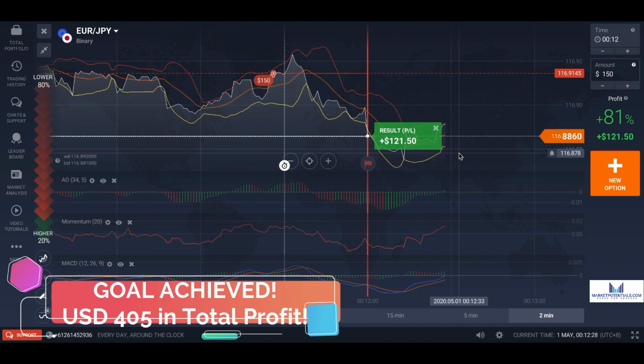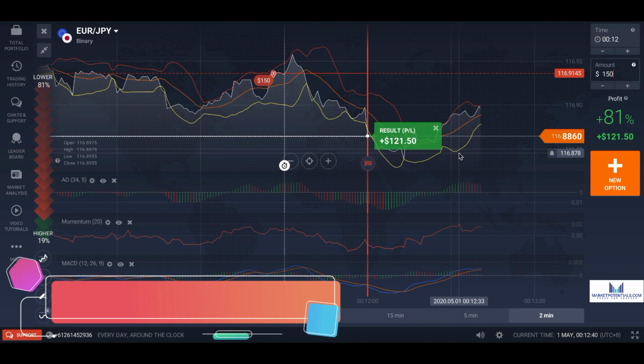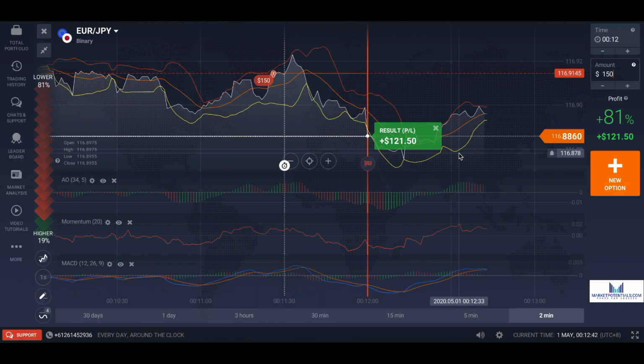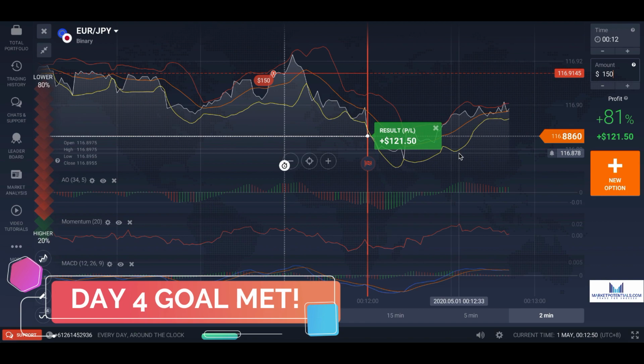The first trade being $350, which netted us $283.50. The second trade being for $150, netting us a total of $121.50. So well over the $400 we wanted to make, guys. That's our objective, our target for day number 4, which was earn $400 in daily profit from trading binary options.